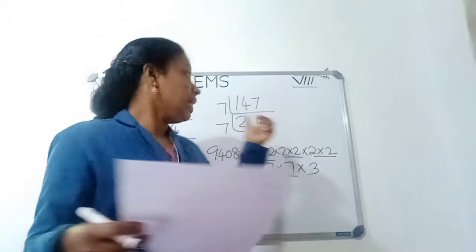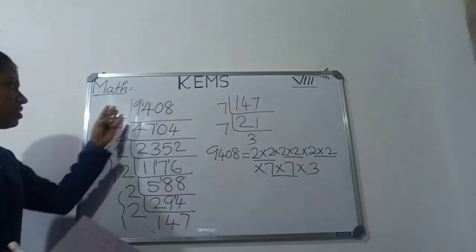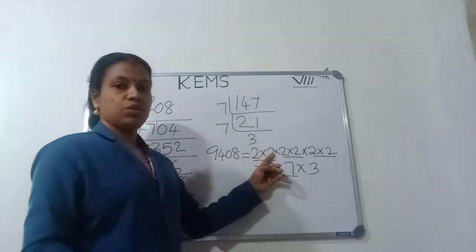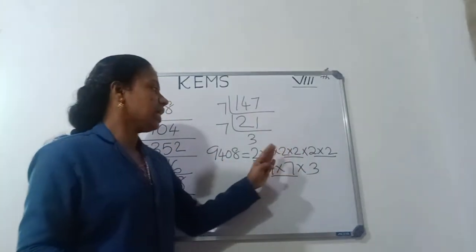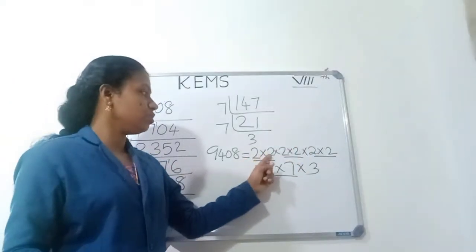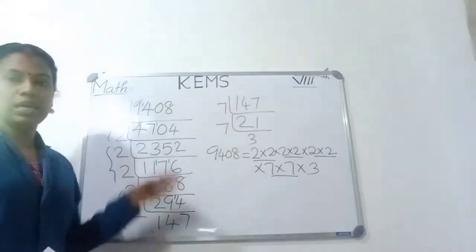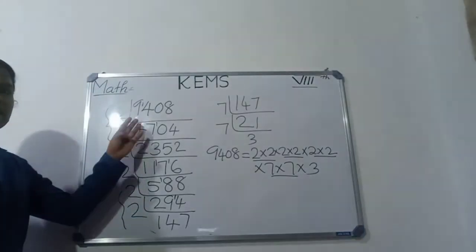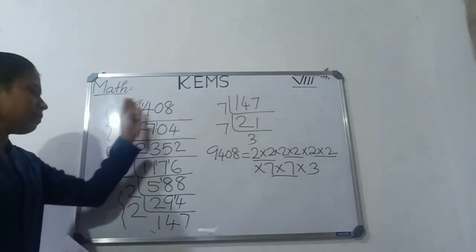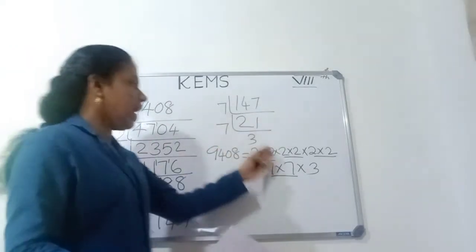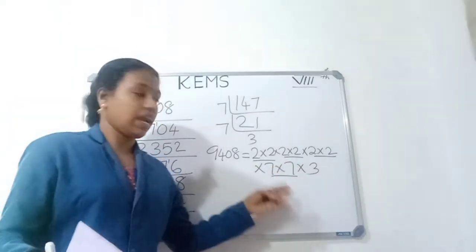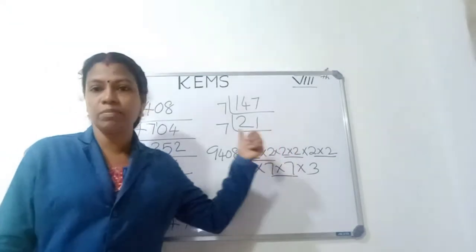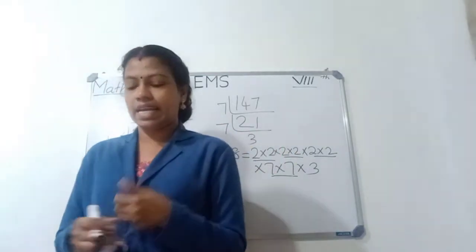The prime factors of 9408 are 2 into 2 into 2. There are 3 pairs of 2: 2 into 2, 2 into 2, 2 into 2. Can you do the prime factorization? Just go through it. It's very easy to find the prime factors. The number is divisible by 2. And the other factors are 7 into 7 and 3. So these are the prime factors of 9408.